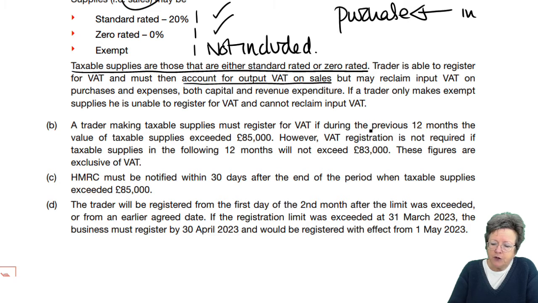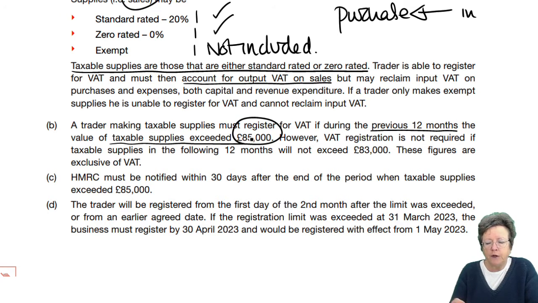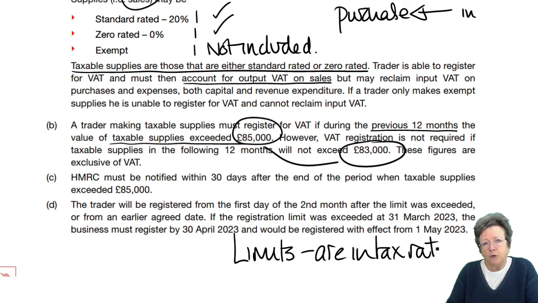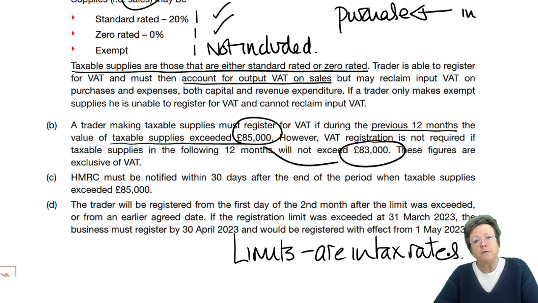Supplies in the previous 12 months mentions there the value of the taxable supplies. Once it exceeds that limit, 85,000, then you must register. Now these two limits are in your tax rates at the front of your notes. They're at the front of any manual that you ever do research in or read. They're at the front of every exam. Please check, never ever guess.